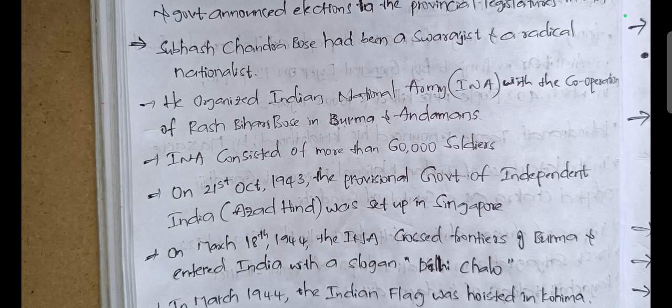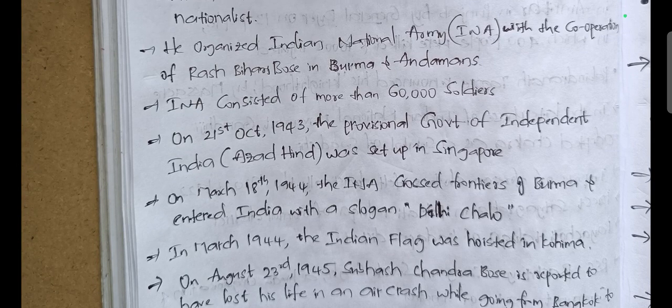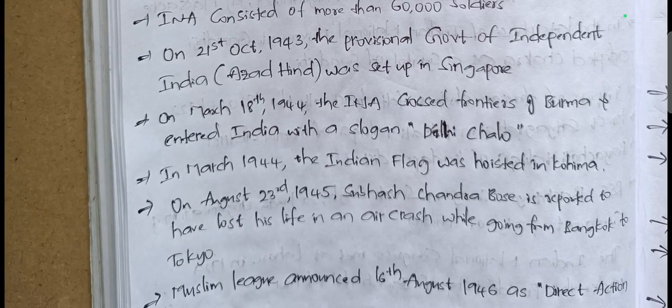In March 1944, the Indian flag was hoisted in Kohima. On 23rd August 1945, Subhash Chandra Bose is reported to have lost his life in an air crash while going from Bangkok to Tokyo.